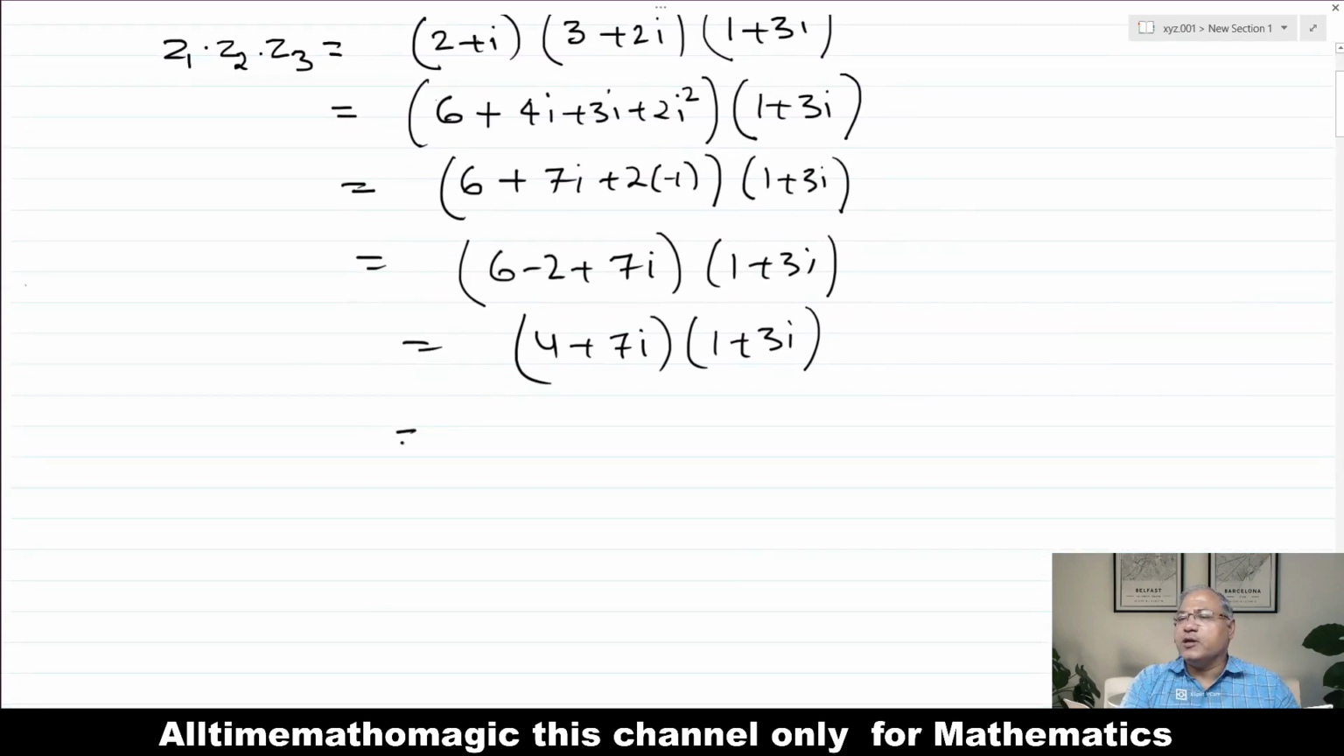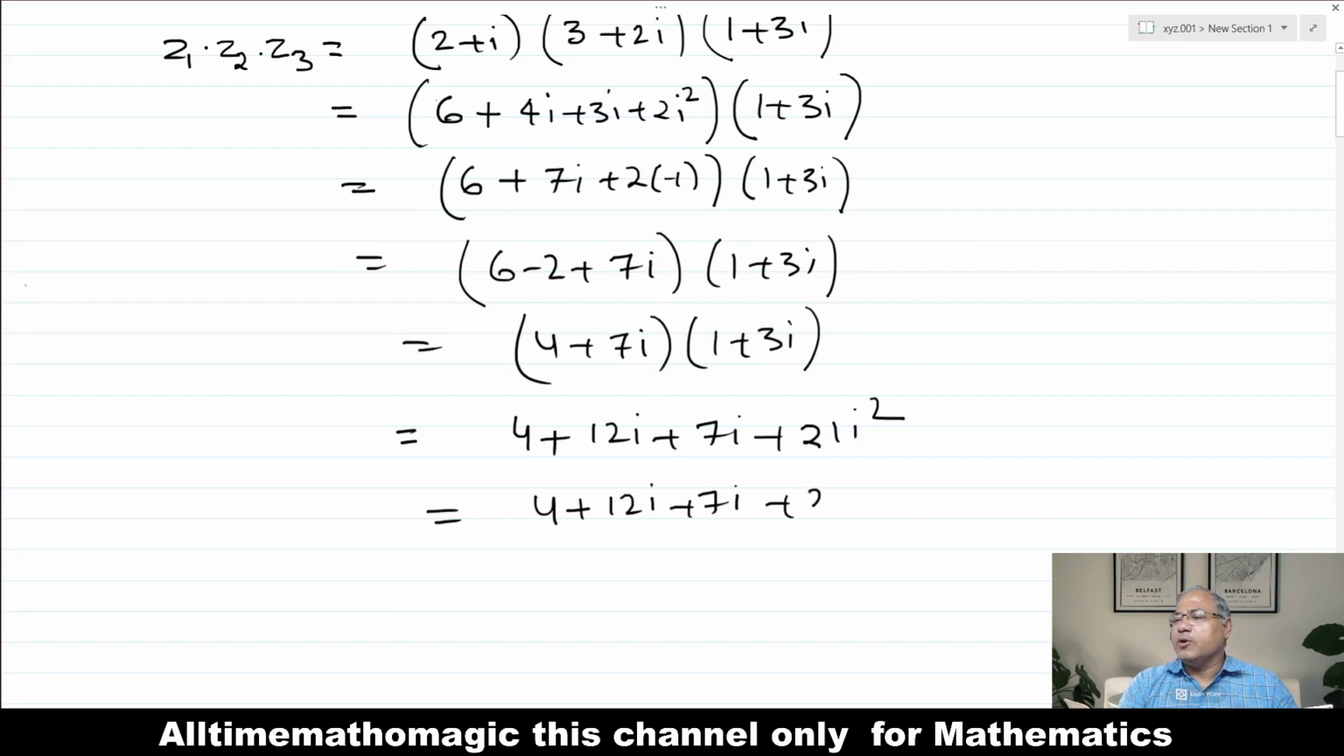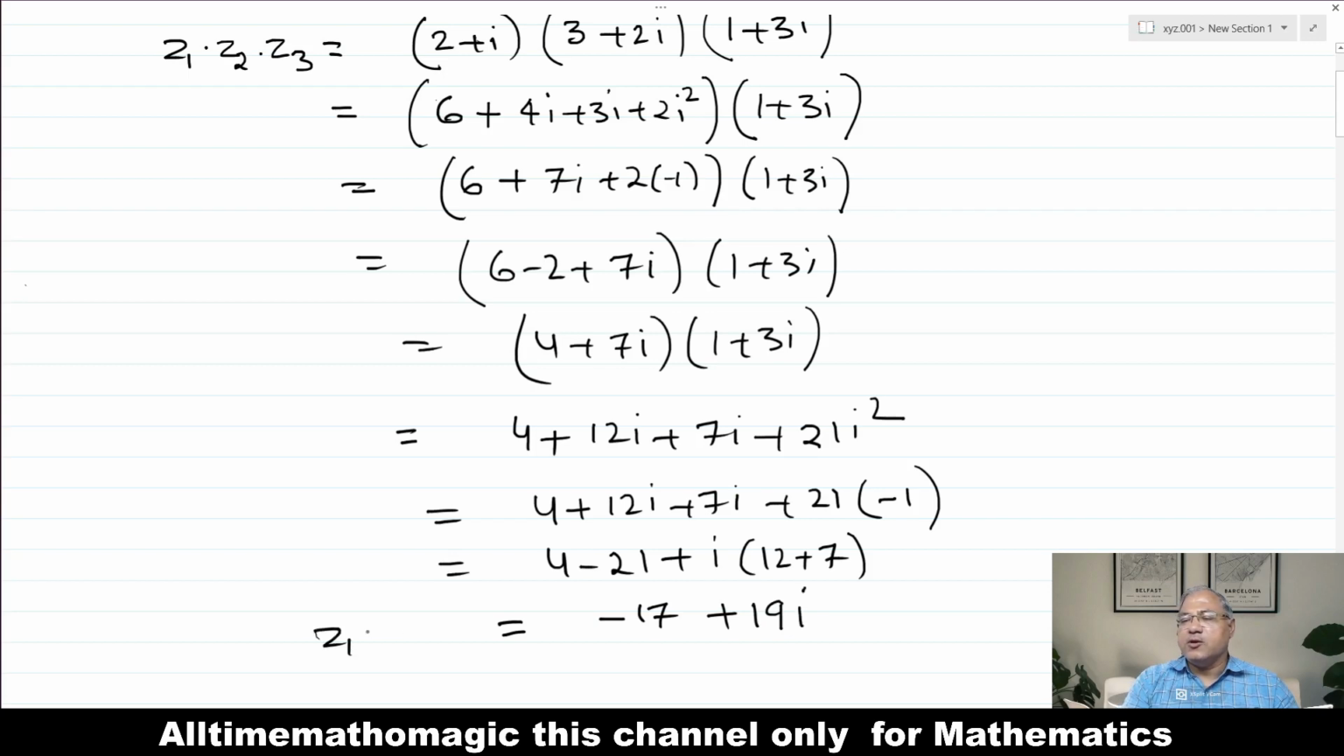So again the same procedure: 4 plus 12i plus 7i plus 21i square, where i square equals minus 1. So that equals 4 minus 21 plus i common, 12 plus 7, that is equals minus 17 and plus 19i. That is the result of Z1 into Z2 into Z3.